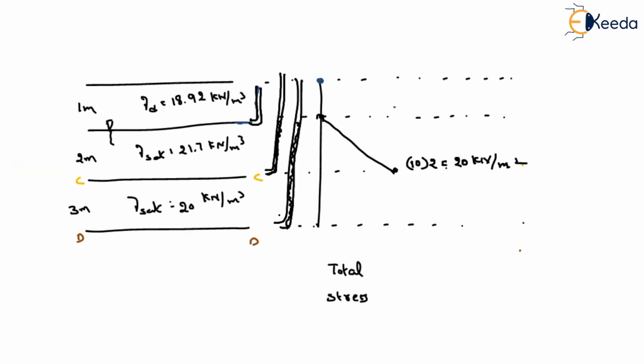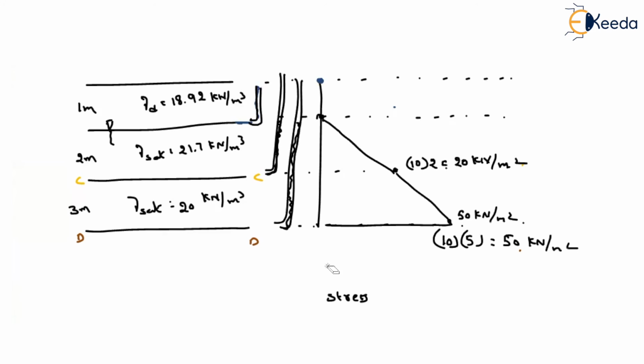So what about the total pore water pressure then? Here again imagine that it is 10. What is the level the water table rises from here to here? 3 plus 2, 5. So that is nothing but your 50 kilonewton per meter square. And imagine that this is somewhere around here. So this is the value, 50 kilonewton per meter square. And imagine that I am not drawing this diagram to scale. I'm just drawing roughly. So this is nothing but your pore water pressure diagram.